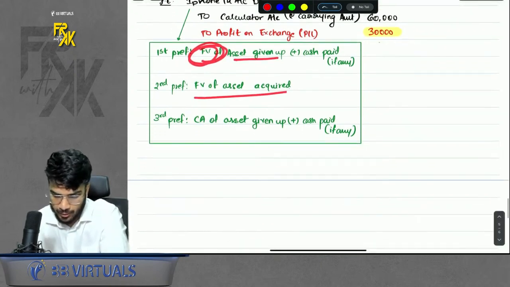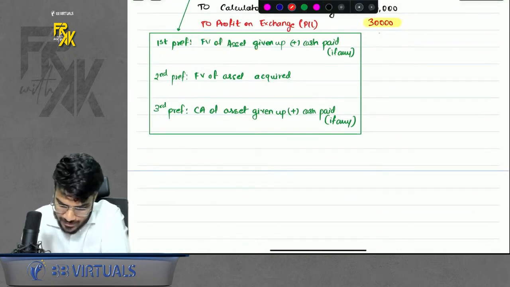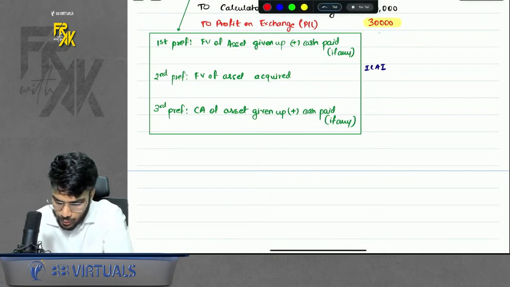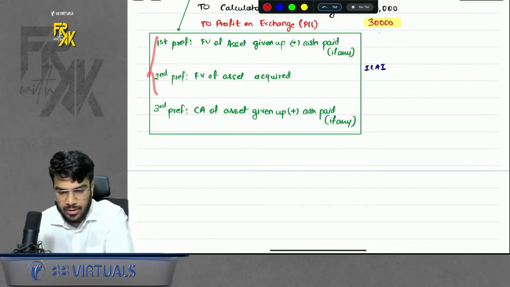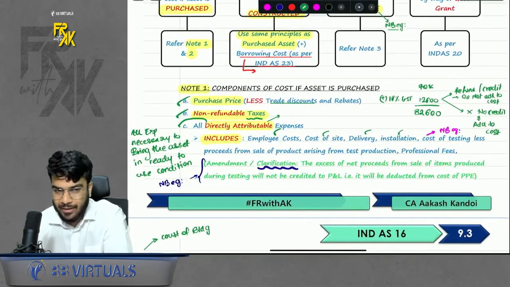Now, the main question arises: why are we giving first preference to the given up asset and second preference to the fair value of the asset acquired, right? These preferences are given by ICAI in the module. If you see the module, there are three preferences. But let me talk about the Bare Act. If you see the Bare Act of Ind AS, three preferences are not given. So what does the Bare Act talk about?